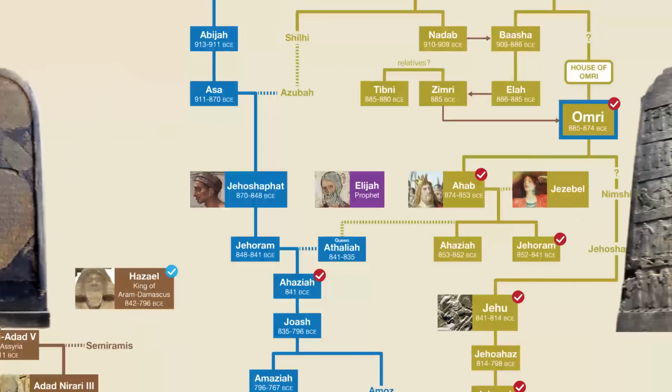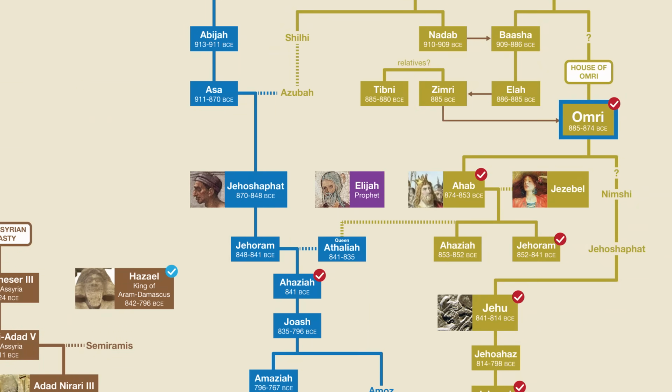Omri is also important because he founded the city of Samaria, which went on to be the capital of the northern kingdom for the rest of its existence. Anyway, Omri was followed by his son Ahab, and the Bible talks a lot more about him and also about his wife, Jezebel. Ahab and Jezebel were the king and queen of Israel at the time that the prophet Elijah lived, Elijah being one of the more famous prophets in Jewish history.